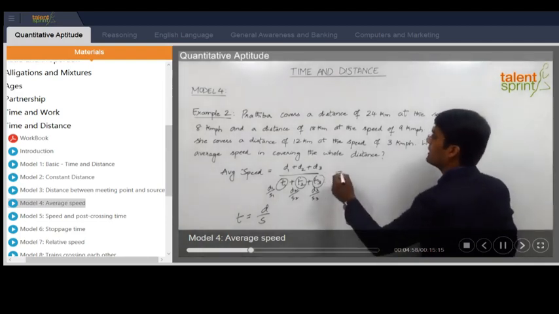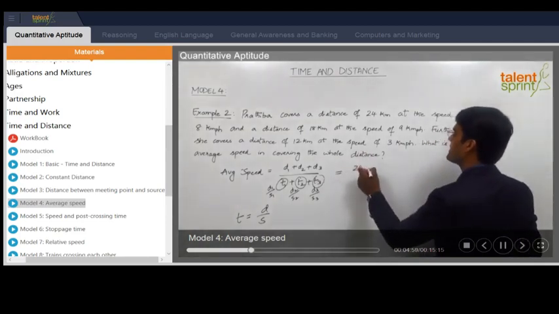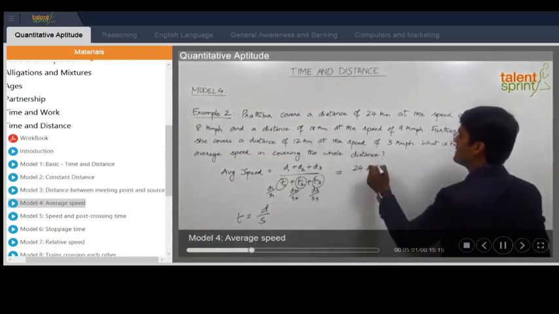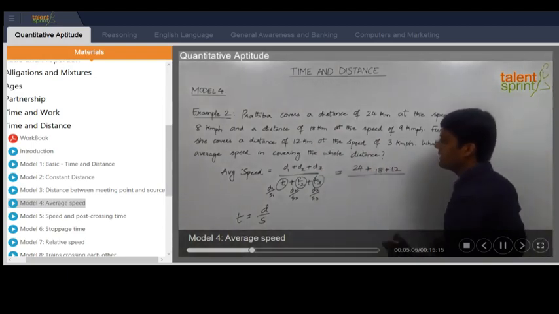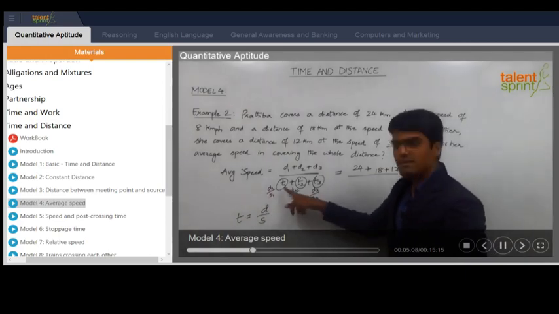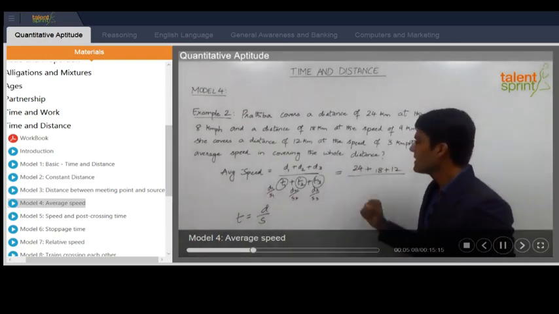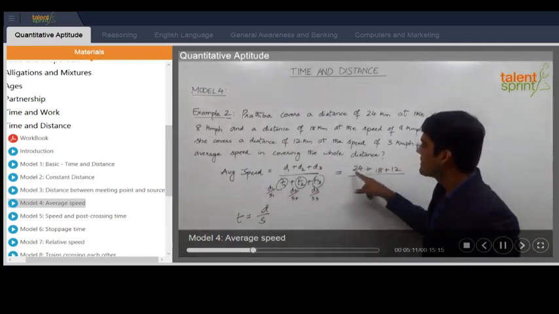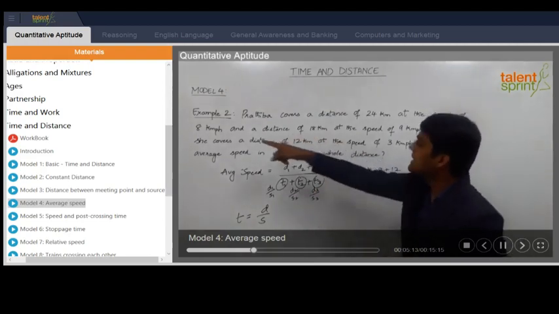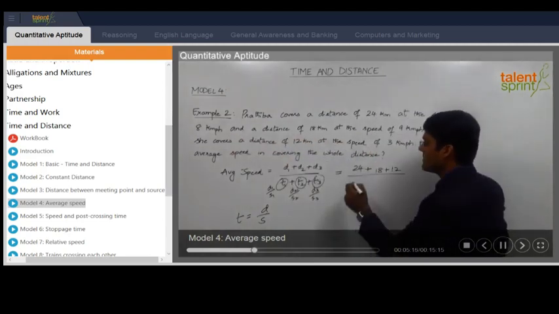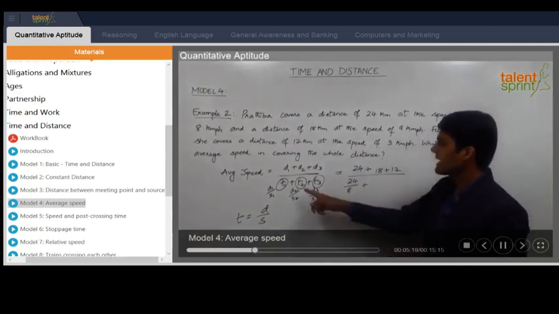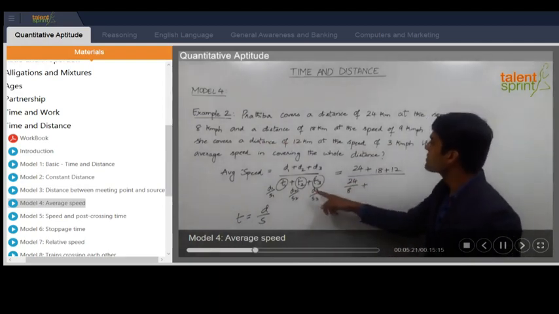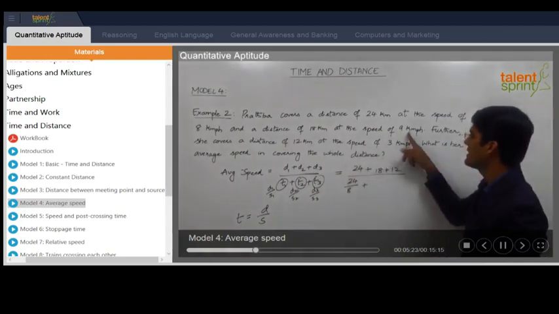So D1 here is 24 kilometers plus D2 is 18 kilometers plus D3 is 12 kilometers, whole divided by D1 by S1, that is nothing but the time taken for covering 24 kilometers. So to cover 24 kilometers, the speed was 8 kilometers per hour. So we can say that the time taken will be 24 by 8 plus, for the second part of the journey, D2 by S2. D2 is 18 kilometers and the speed is 9.